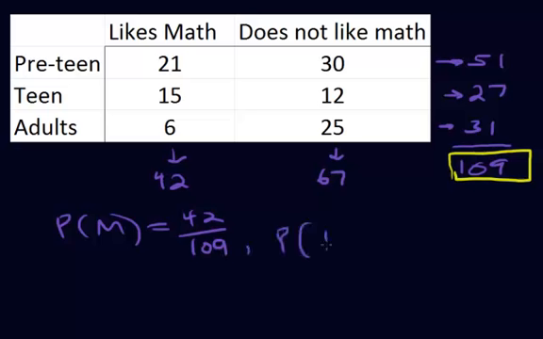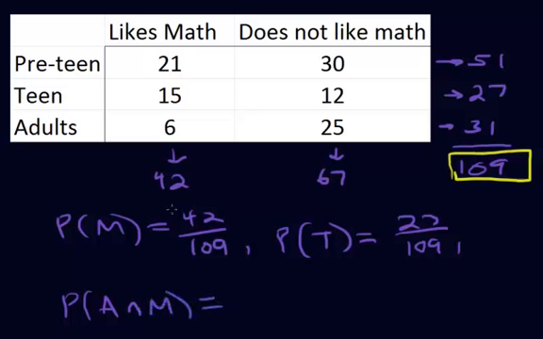How about the probability of being a teen? Well, that's 27 out of 109. What's the probability of being an adult and liking math? Well, the people who are adults and like math are right there. There's only 6 of them. Sad, but it's probably true. So 6 out of 109. What are we always dividing by? In all of these problems, notice I'm always dividing by 109, because when we're talking about probability, we're dealing with everybody.